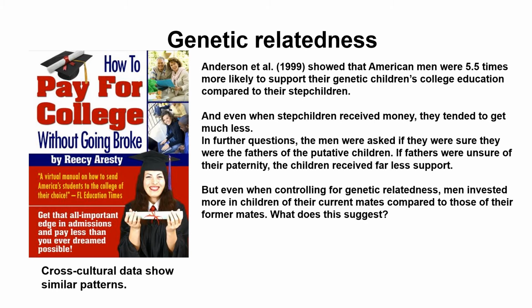But even when controlling for genetic relatedness, men invested more in children with their current partner than those of former partners. What does this suggest? So going back through this, if men have to choose between their biological offspring and stepchildren, they dedicate more to their biological. If there's a question whether the child is their biological, they will donate less. But even when controlling for genetic relatedness, men invest more in children of their current mate compared to those of former mates. Why? What does this suggest? Why is this the case?